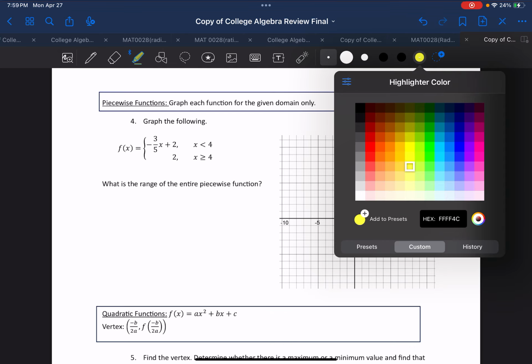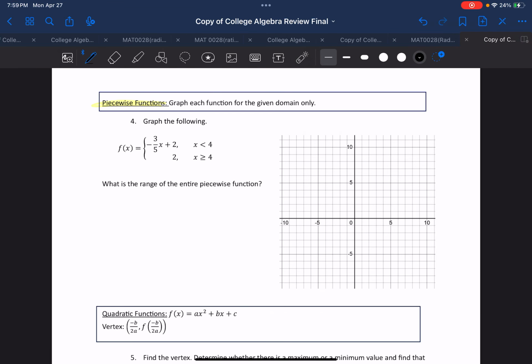All right, now we're going to talk about piecewise functions. So it says graph each function for the given domain only for piecewise functions. So that's what a piecewise function does. It separates this into two equations for a specified domain. So these are the domains here for each piece. So for the first piece, we have y equals -3/5 x plus 2 for x is less than 4.